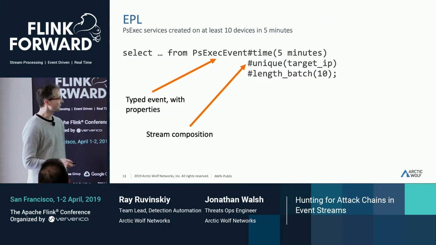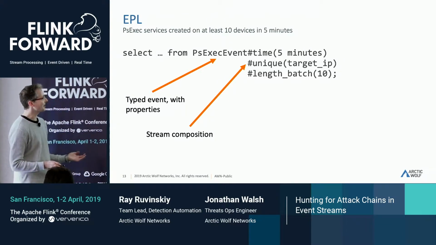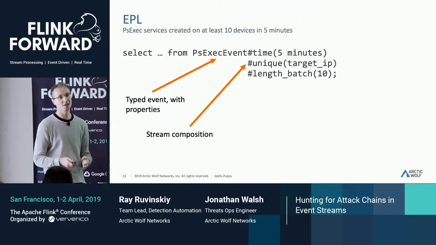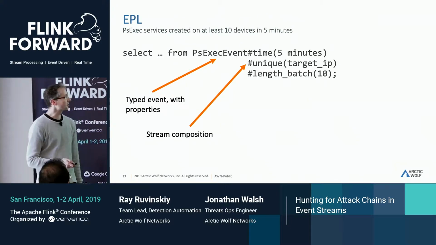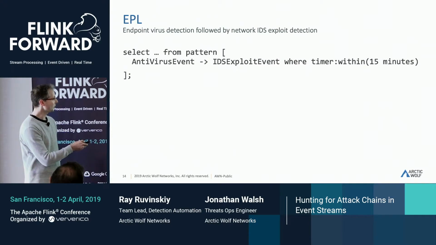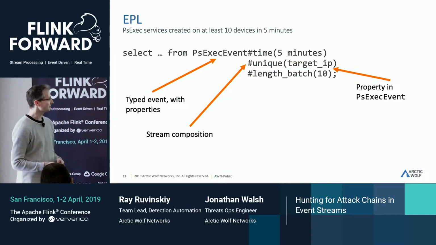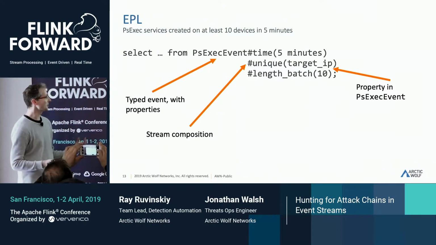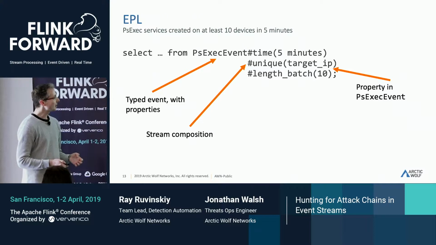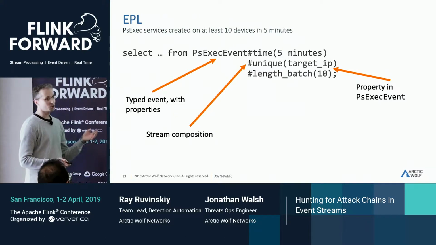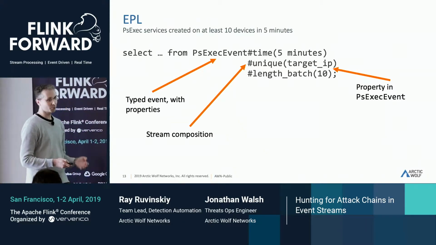The hash marks are stream compositions. These are all stream operators. So first we say, OK, we have our stream of PsExec events. We want to retain 5 minutes worth of them at any given time. And then we want to look at unique target IPs. And target IP here is just a property in the PsExec event. So we want to have a window looking 5 minutes back, retaining events with unique target IPs. And we want to accumulate events up to the point where we have 10 events in this window. When we have 10 events in this window, we emit a match.